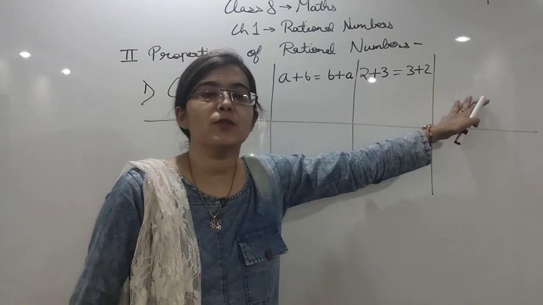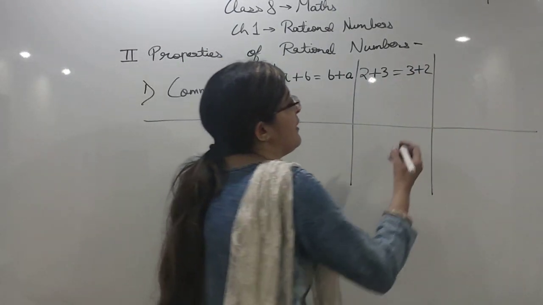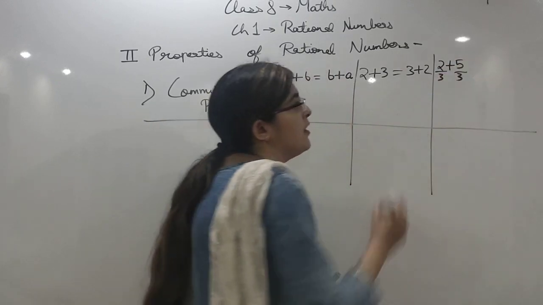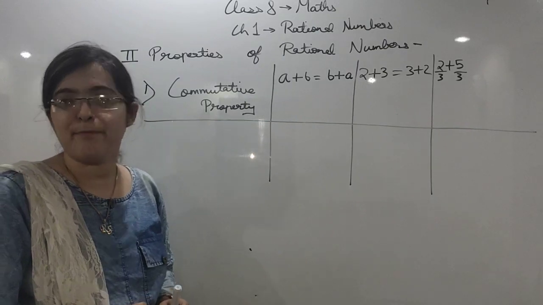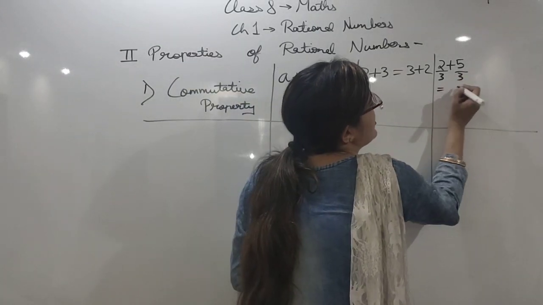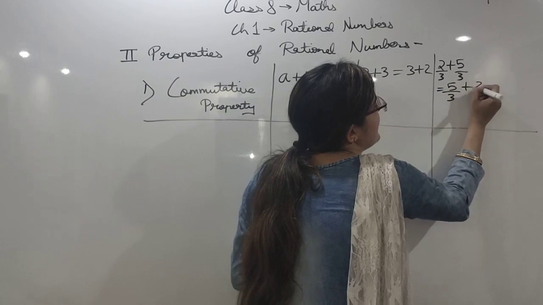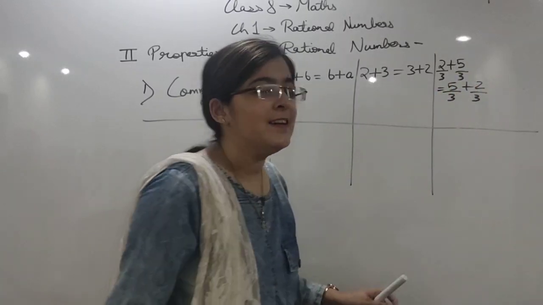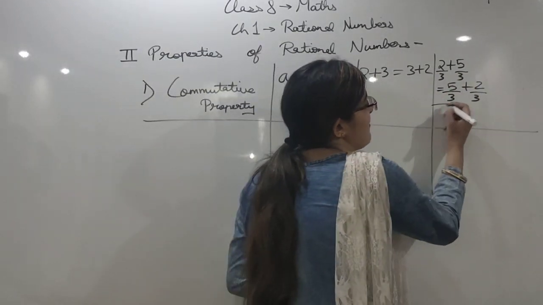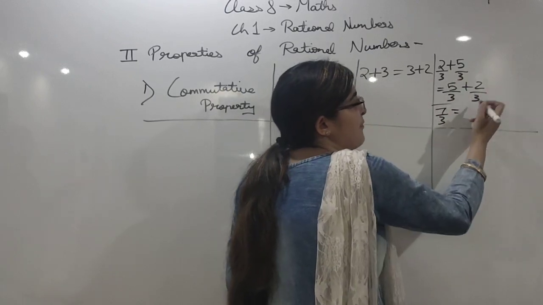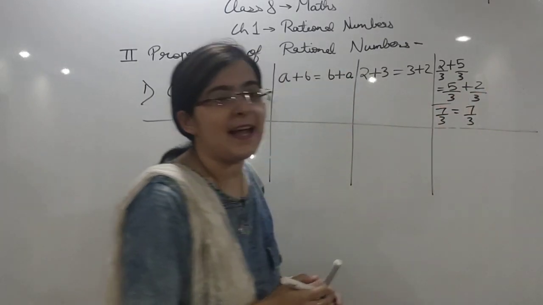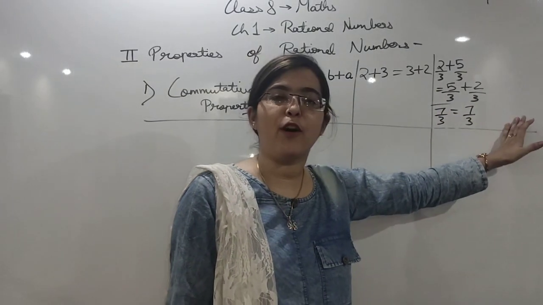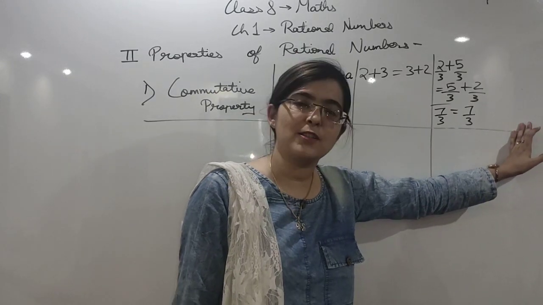The same is applicable to rational numbers also. If I write 2 by 3 plus 5 by 3, it will be equal to 5 by 3 plus 2 by 3. How? Let's see. 2 plus 5 is 7, so here the answer will be 7 by 3. Here also 5 plus 2 is 7, so the answer will be 7 by 3. That means the commutative property is followed in rational numbers also.